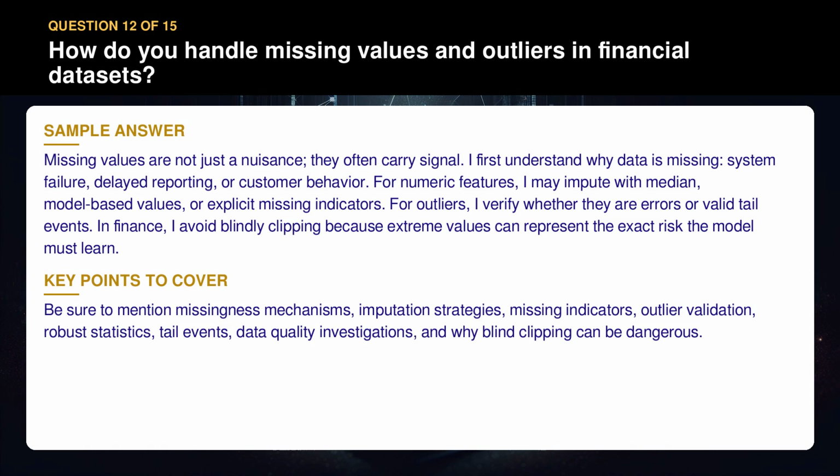Be sure to mention missingness mechanisms, imputation strategies, missing indicators, outlier validation, robust statistics, tail events, data quality investigations, and why blind clipping can be dangerous.